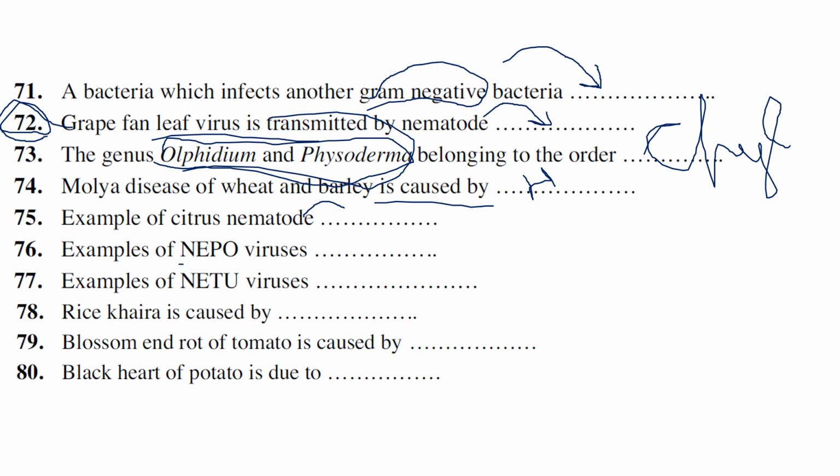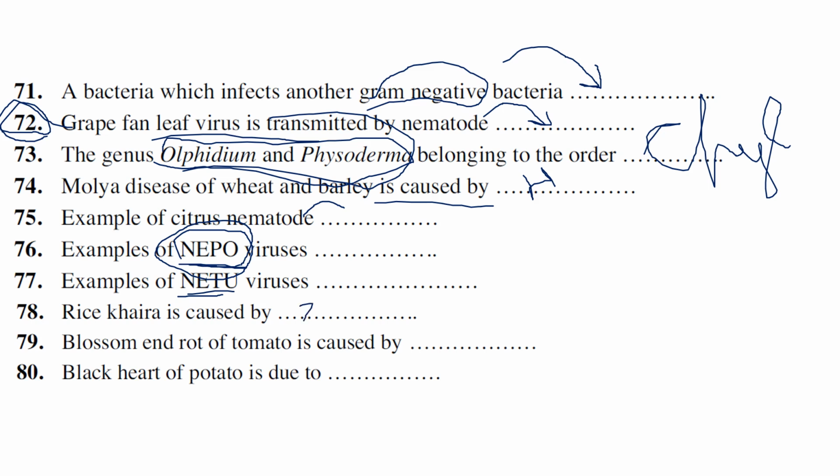Examples of nepoviruses. Nepo means nematode transmitted polyhedral viruses, and tobra means tubular viruses; I couldn't recall it exactly, so please check. Examples of nepoviruses are grapevine fanleaf virus and tobacco ringspot virus. Examples of tobraviruses are tobacco rattle virus and pea early browning virus.